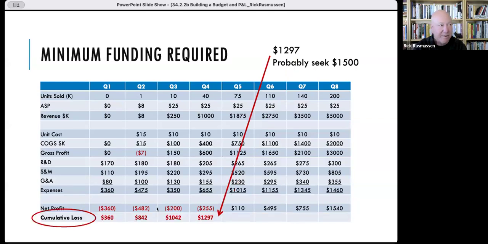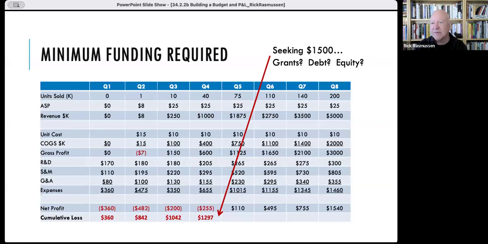And if I add them up, 360 plus 482 plus 200 plus 255, this is how deep my hole is. So I'm going to need at least 1.3 million to do my clicker business. And in this case, I should raise at least 1.5 million, as things go wrong. How do I do that?